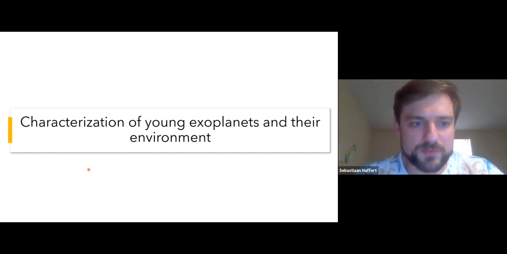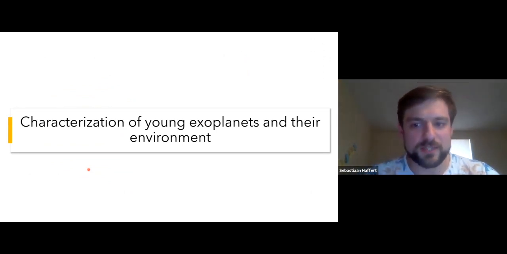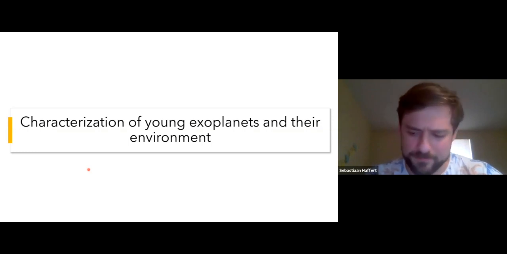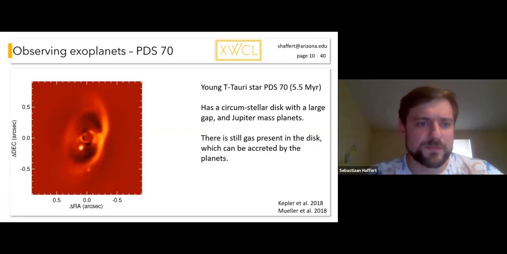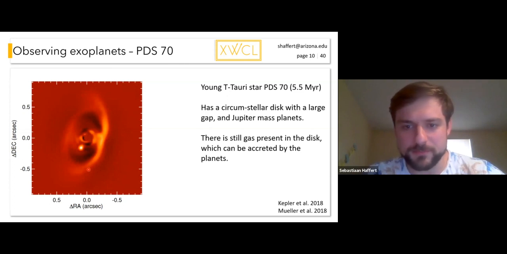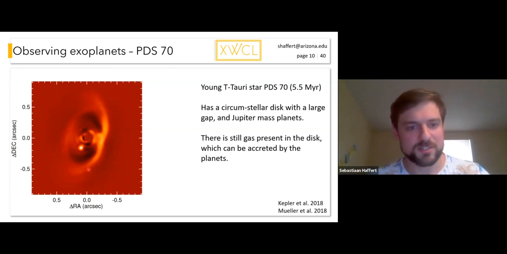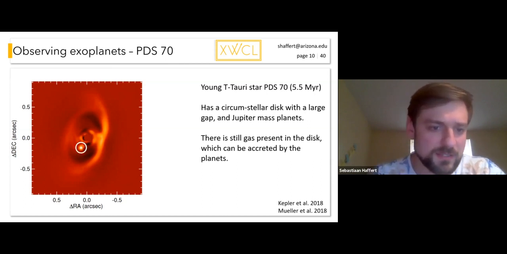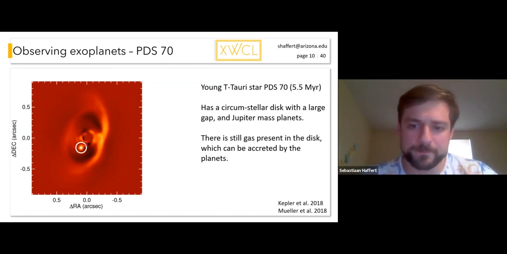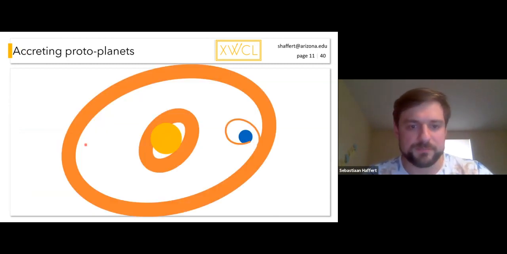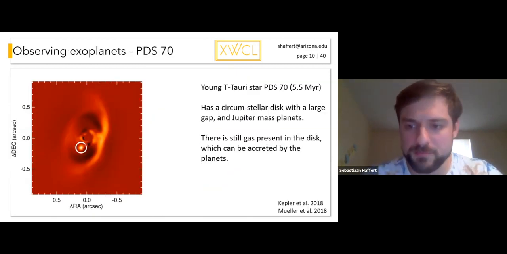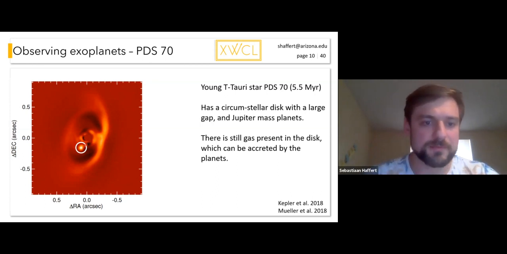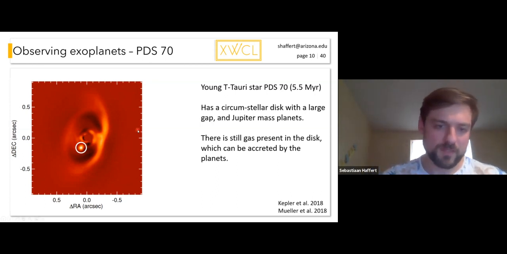With MUSE, I've done a lot of characterization of young exoplanets and their environment. One of the most famous examples, I think, is PDS 70. PDS 70 is a young T Tauri star. There's a circumstellar disk with a large gap, and in that gap we have found 2 planets. The first planet was found by near-infrared imaging, and the second planet was found later by H-alpha imaging with MUSE.